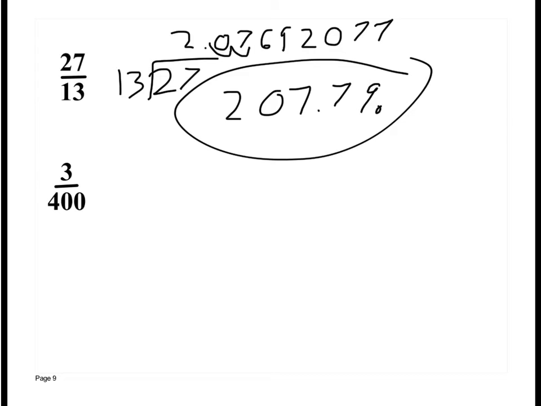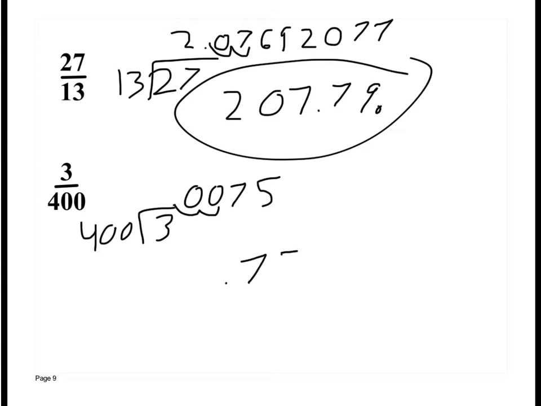Let's do the last one. 3 over 400, so I take 3 divided by 400. You always take the top number, divide by the bottom. When you do that, you get 0.0075, which you move the decimal 2 places to the right by timesing by 100. You get 0.75. Now, even though it says round to the nearest tenth, if you do that, you would get 0.8.